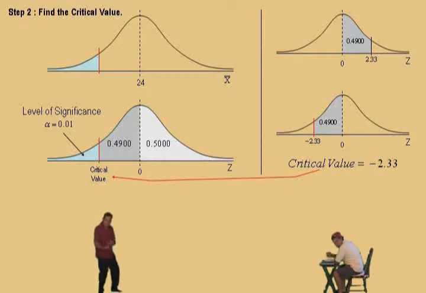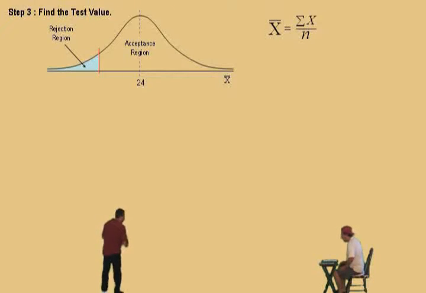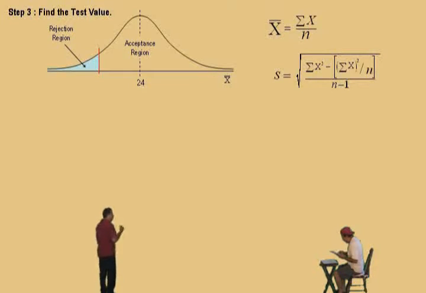Whew. Let's keep going. Step 3, find the test value. Okay. So remember, middle region, acceptance region, tail, rejection region, right? Always like that. Now, we're going to have to find the sample mean for our 30 data values. We need to sum up all those data values and divide by n, which in this case is 30. That's the number of people in our data set. Our sample standard deviation is going to be needed to calculate our z-test value.